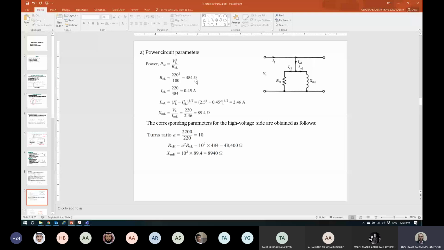Also, now we got the value of R, we need to calculate X. How can we calculate X here? Simply, if you calculate the value of IC, so we can say that V divided by RC equals IC, and you have the value of I total, so you can get IM. After getting IM, just divide V1 over IM, you can get the value of XM. So these are the steps used to calculate the values of RC and XM. Is it clear, يا شباب? Is there any problem?